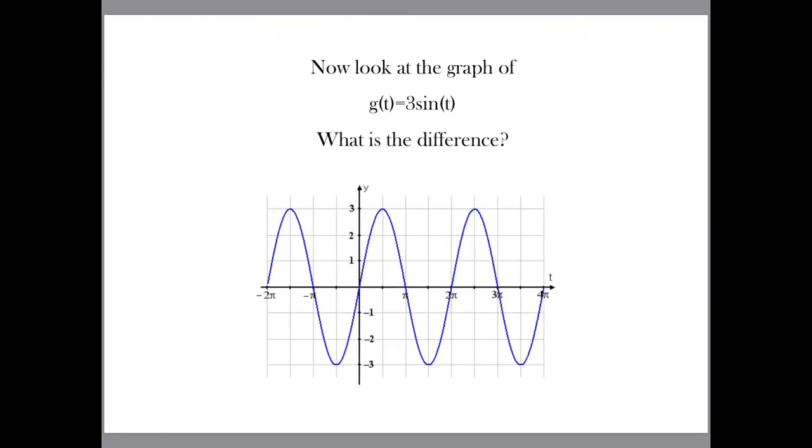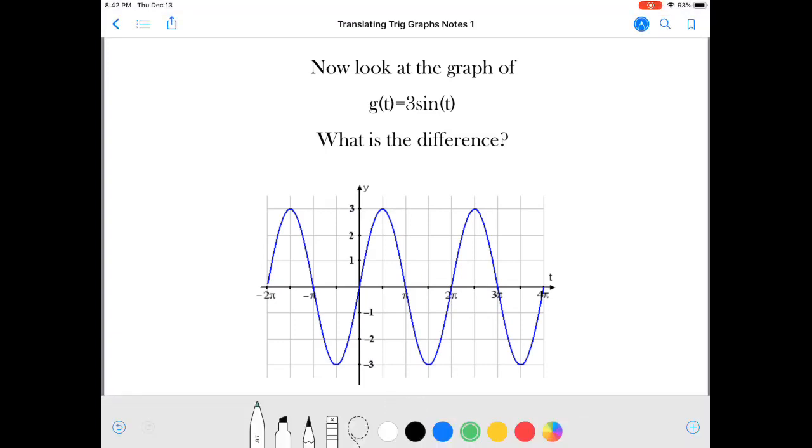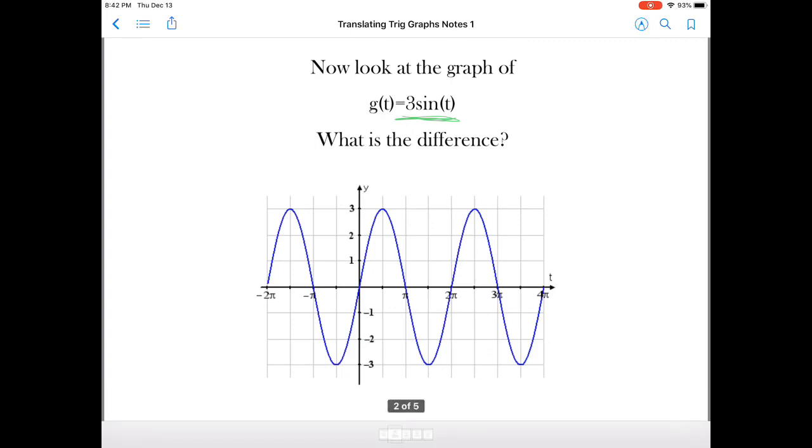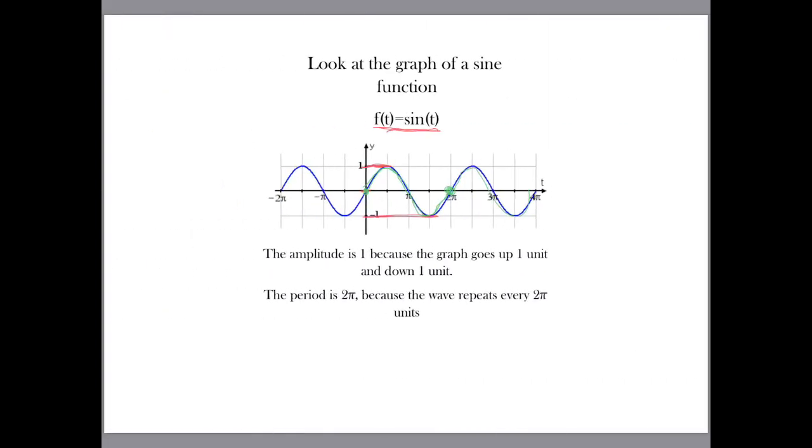Now let's compare the graph that we just looked at with this graph of g of t equals 3 sine t. So the function g with the variable t of 3 times the sine of t. What's the difference that you see between this graph and the graph on the previous slide?